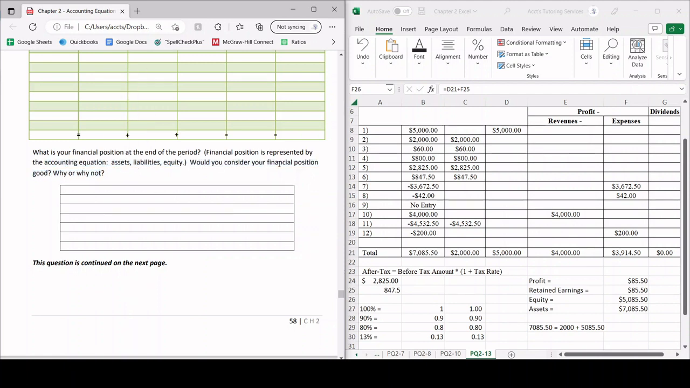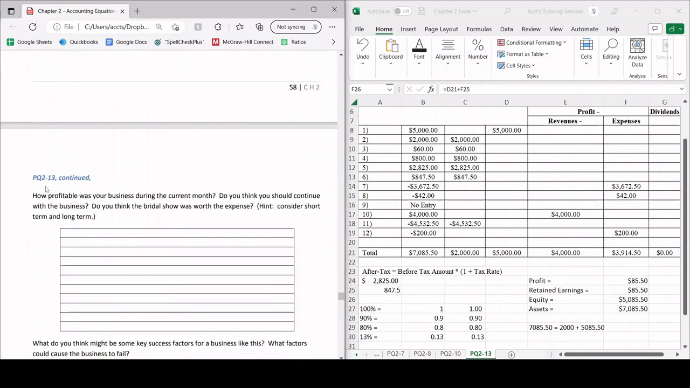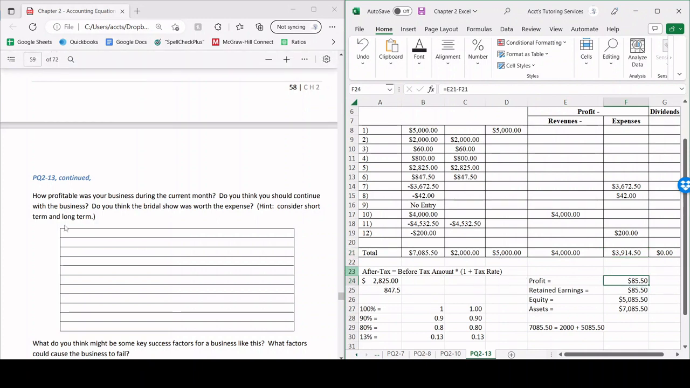Would you consider your financial position good? Why or why not? I just explained that. Now the next question is, how profitable was your business during the current month? The profitability was fairly low if you look at it, only $85 because your total revenues were 4,000, but your total expenses were 3,914.50.